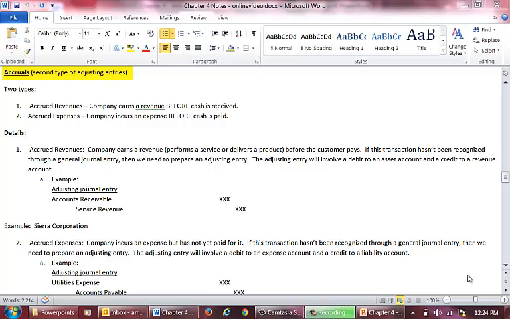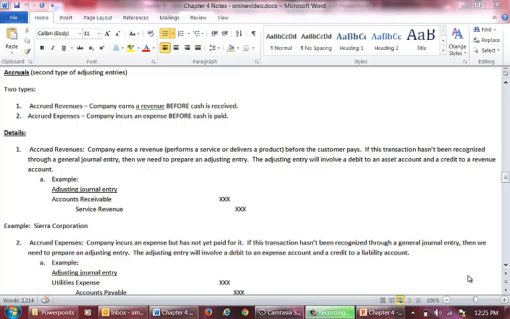Remember, an accrual in general results when we have earned a revenue or incurred an expense before we receive or pay cash. There are two types of accruals, accrued revenues and accrued expenses. Accrued revenues occur when a company earns a revenue before cash is received. Accrued expenses occur when a company incurs an expense before it pays for the expense.